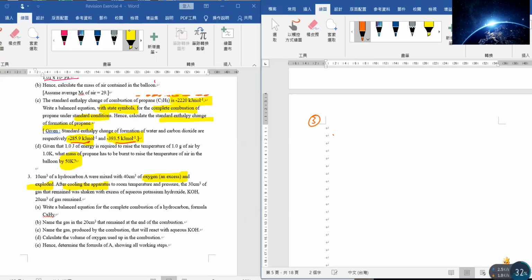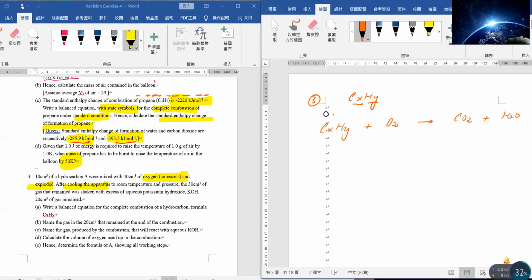You burn hydrocarbon, you don't know what the hydrocarbon is, so we can simply let it be CxHy. And now you have to determine the formula of A, showing all the working steps at the end of this question. So basically you are solving x and y, right? So now we try to work out a balanced equation in terms of x and y. For this equation, actually I asked you to remember it even though you were in IGCSE. I don't know if you still remember, but you can also balance it, okay?